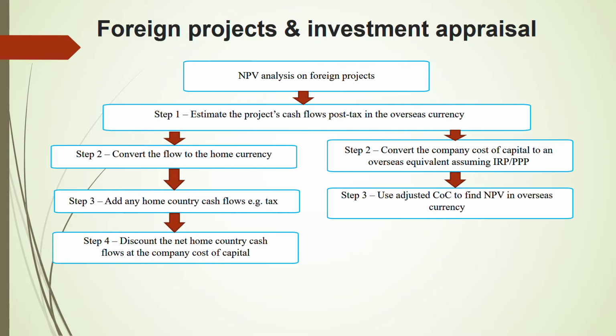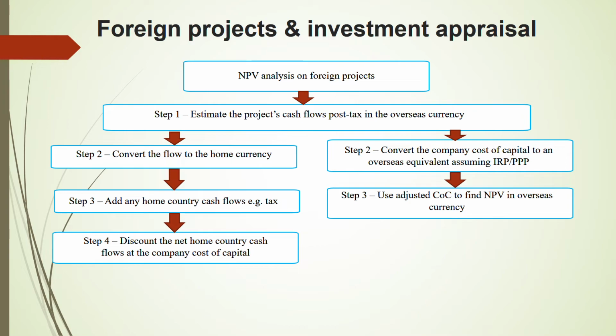Step 4. If it is the first method, you discount the net home country cash flows at the company's cost of capital. Whatever the cost of capital you have now, you can discount using that only. Why? Because you have already converted the foreign currency into your home currency. So the cash flow is in your home currency, and the cost of capital is also in your home currency. You can use that to discount. And usually most of the time we follow this method only.